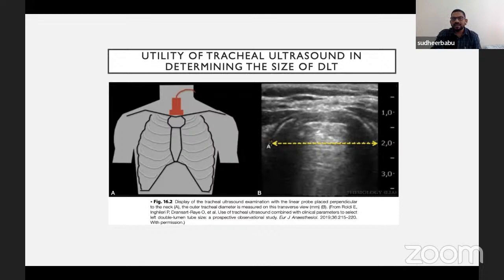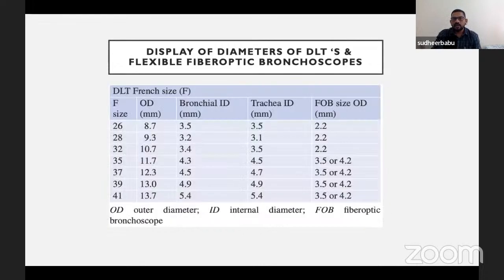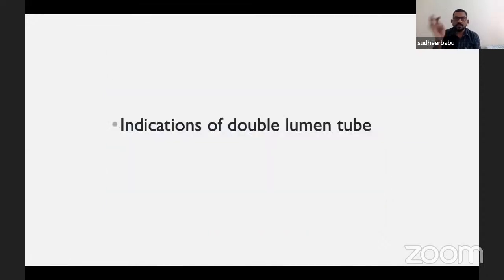Another most important thing is, along with the sizes of the DLT, you should have some idea about the fiber optic bronchoscope also, because you need to know which size fiber optic bronchoscope, especially the pediatric bronchoscope, will be able to pass through the DLT. You should have some idea of the available sizes used. Mostly the 3.5 mm size is the one which we use.